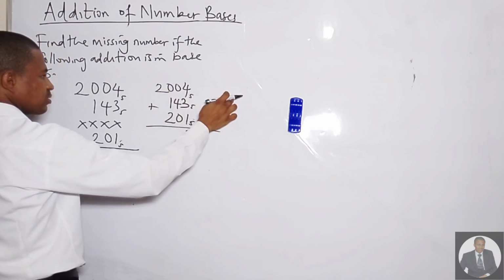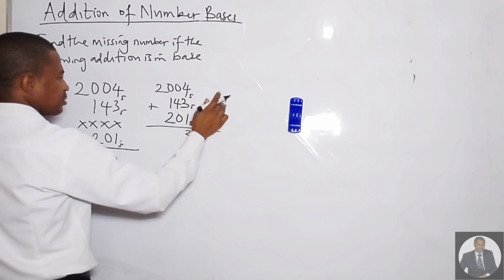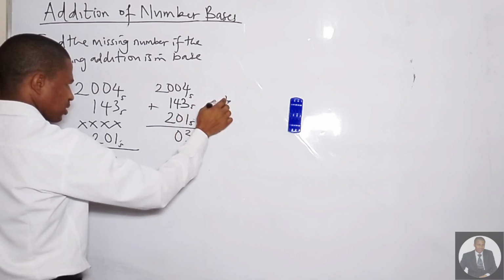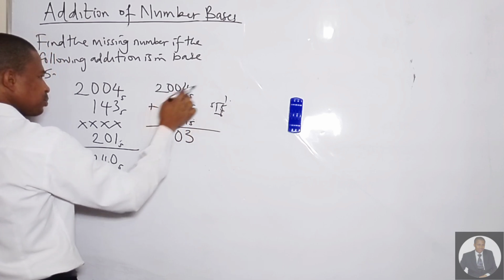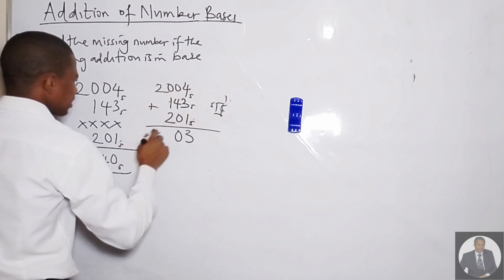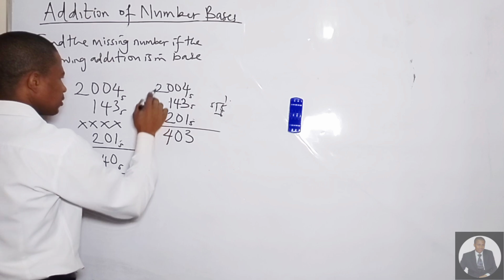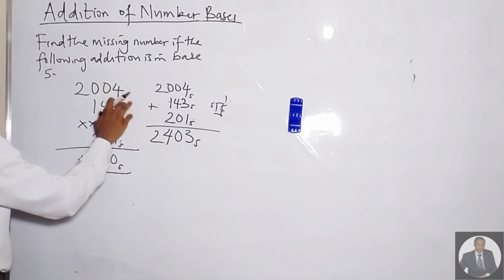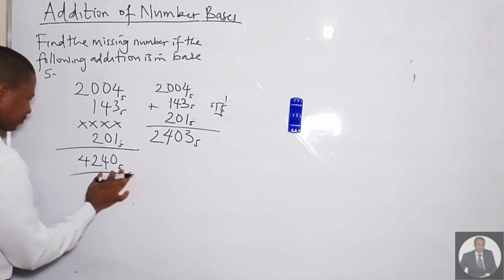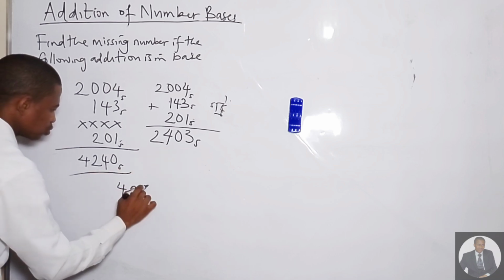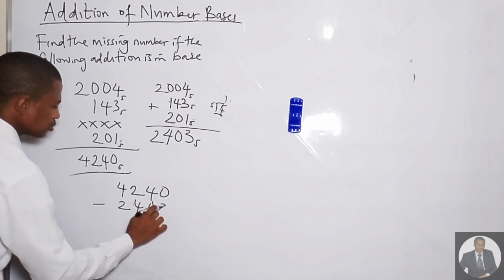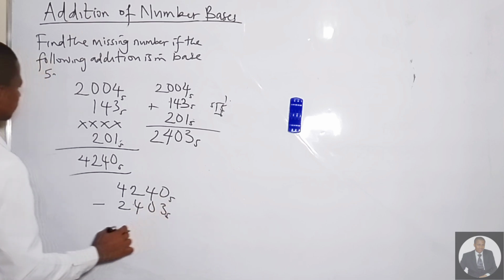4 plus this one, 5. How many 5 is in 5? 1. What remains? 0. Write 0. Remain that 1. 2 plus 1, 3 plus this other one, that is the answer here, coefficient 4. We can write 4. Then 2. This is the summation of these. So we subtract this from this. 4240 minus 2403 base 5.